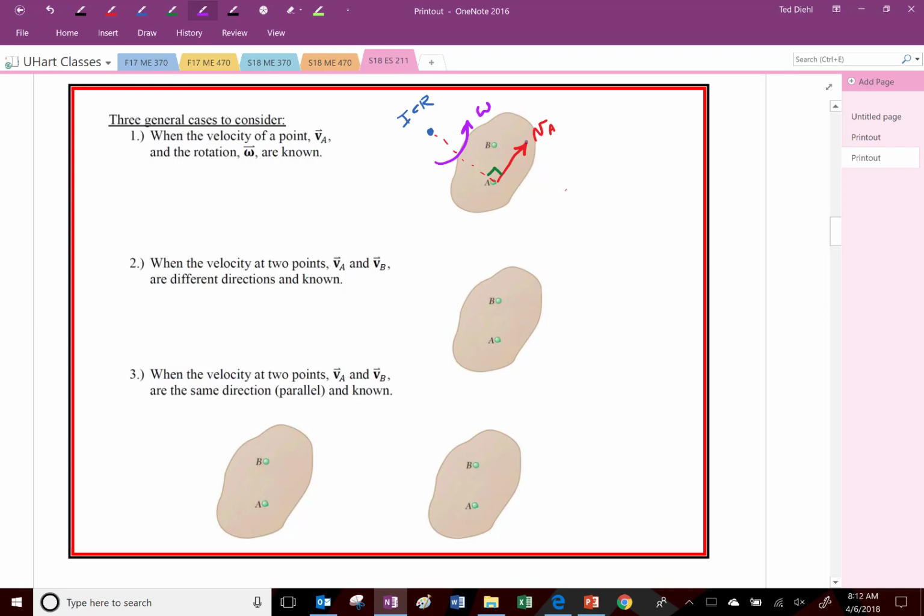But I think I wrote something else that says, okay, so these are the general cases. I should have read this. When the velocity of a point VA is known and the rotation is known, then we can find this RA with respect to ICR. And we don't have to write it as a vector. We just know the positions because of the nature of the thing. So we could just find the magnitude right here. All we have to do is say VA divided by omega AB.